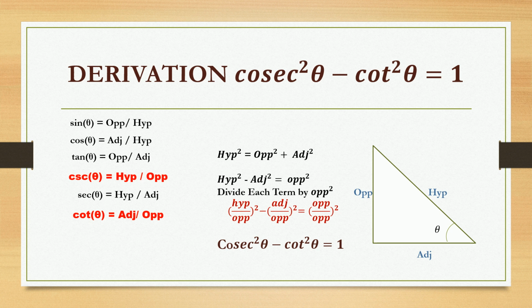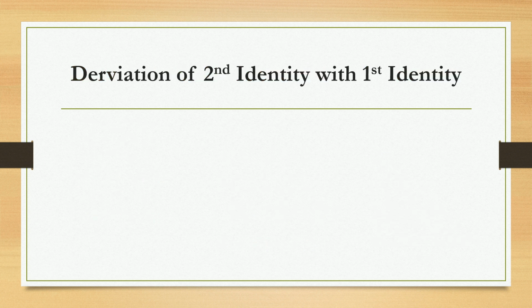One important point: there are three basic identities, but only one basic identity, that is sin square theta plus cos square theta is equal to 1, is enough. The other two identities are dependent on this identity. We can obtain the second and third identity with the help of the first identity. Let us see how it is possible.